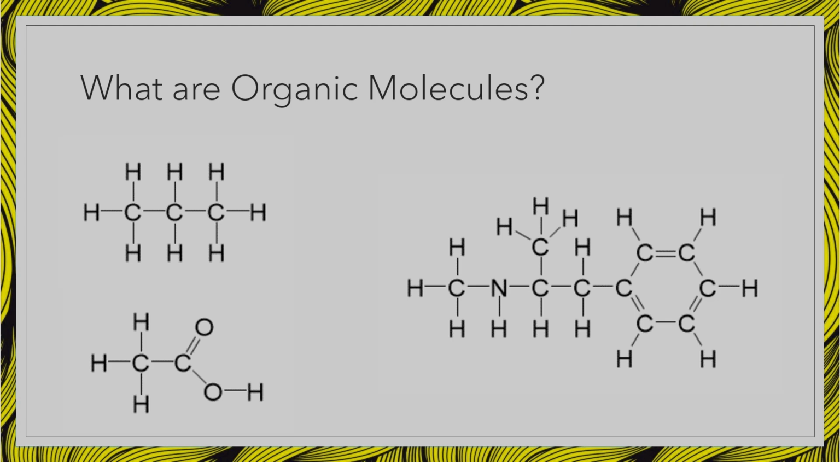Here's some examples. We have propane, we have acetic acid, we also have meth. Okay, so there are three there. You can see all of them have carbon with hydrogen. Some have oxygen, some have nitrogen. Okay, you can see that there's some with single bonds, some with double bonds, all sorts of different things. Okay, so these are examples.